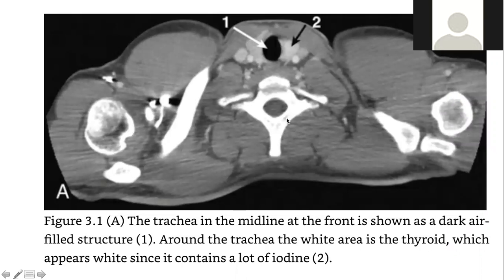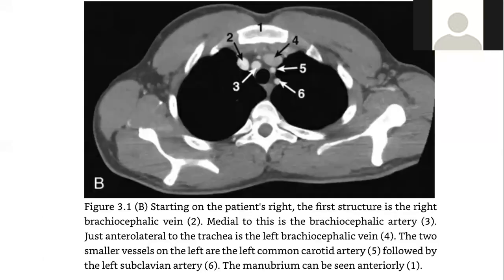So let's go through these real quick, Kenny. What's one? Trachea. Two? I don't know what two is. At this level, thyroid? Yeah, thyroid, and it's lit up bright because it contains a lot of iodine. Like I said, I'm gonna give you these few slices of CT, but just know these 6 slices cold, and you'll be good.